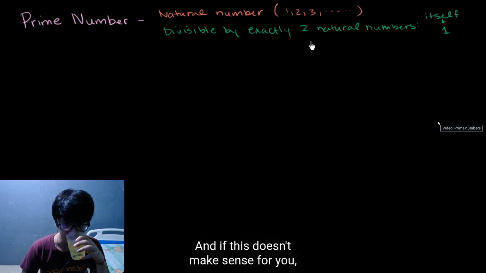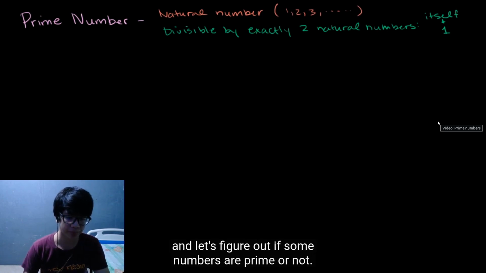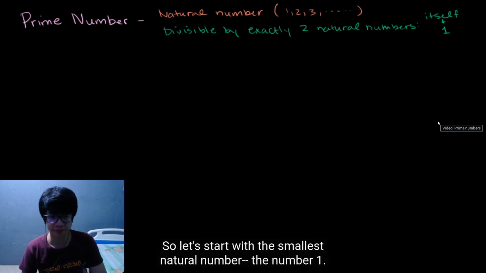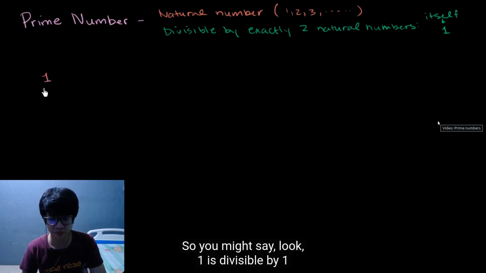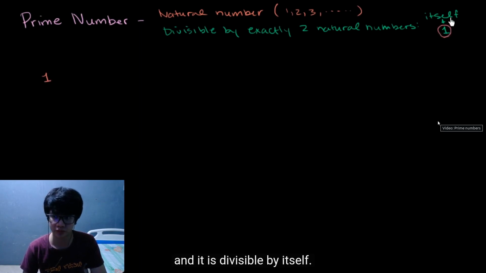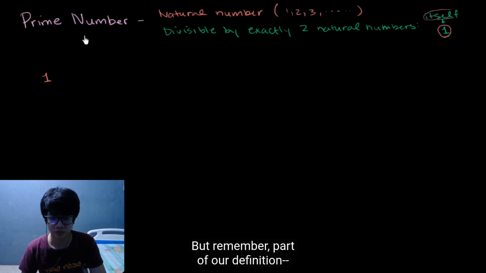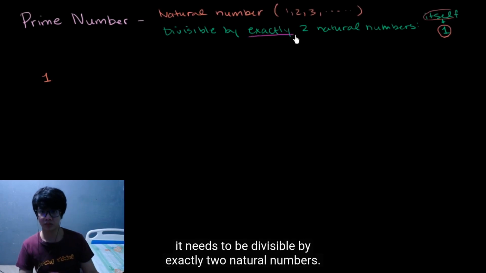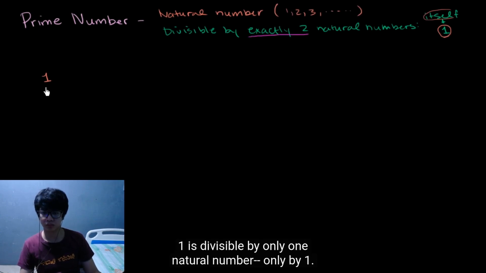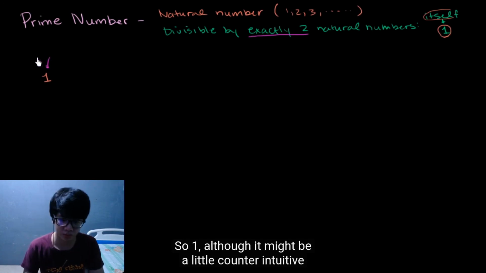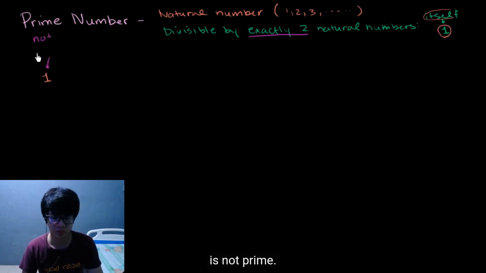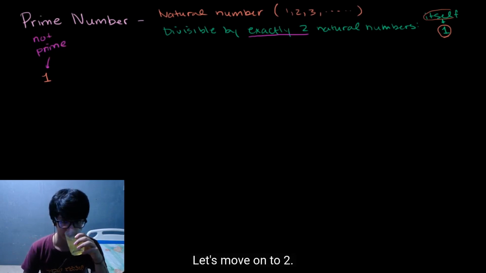And if this doesn't make sense for you, let's just do some examples here and figure out if numbers are prime or not. So let's start with the smallest natural number, the number 1. So you might say, well, look, 1 is divisible by 1, and it is divisible by itself. You might say, hey, prime. 1 is a prime number. But remember, part of our definition, it needs to be divisible by exactly two natural numbers. 1 is divisible by only one natural number, only by 1. So 1, although it might be a little counterintuitive, is not prime.